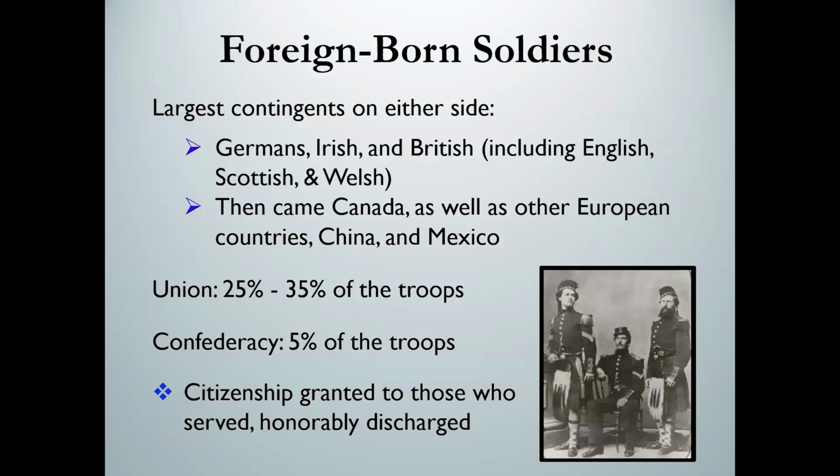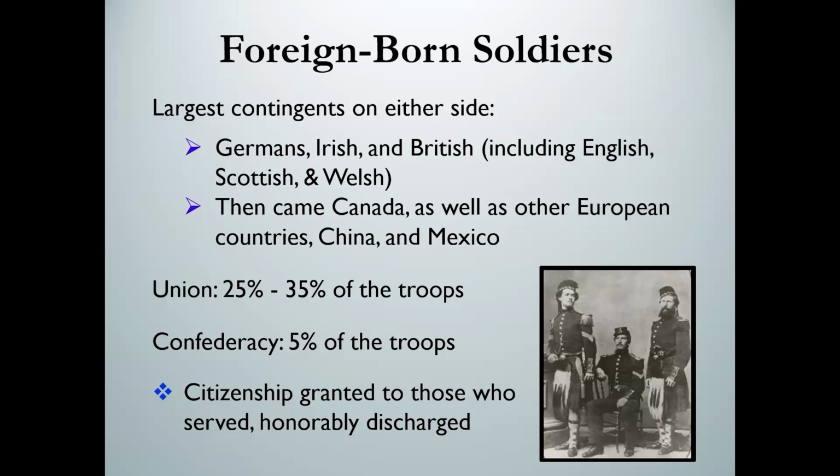Foreign-born soldiers. You had the largest contingents of Germans, Irish, and British, which included the English, Scottish, and Welsh. Then you had Canada, other European countries, a few from China, and even some from Mexico. In the Union, 25 to 35% of the troops were foreign-born soldiers. In the Confederacy, 5% of the troops were foreign-born soldiers.